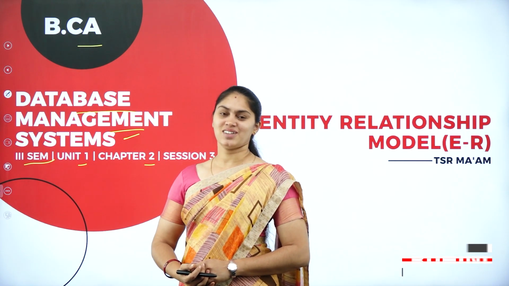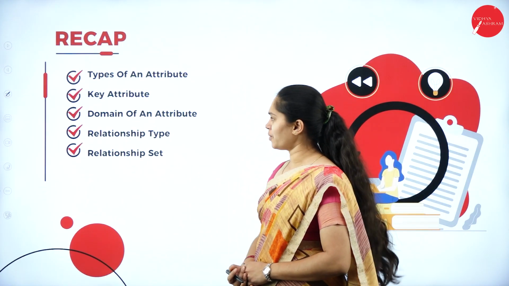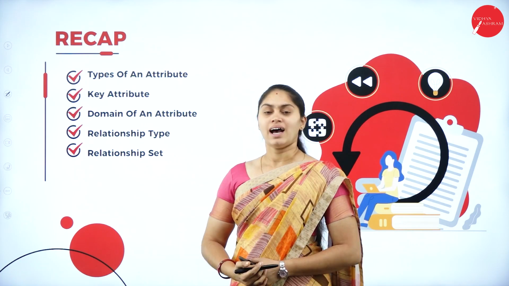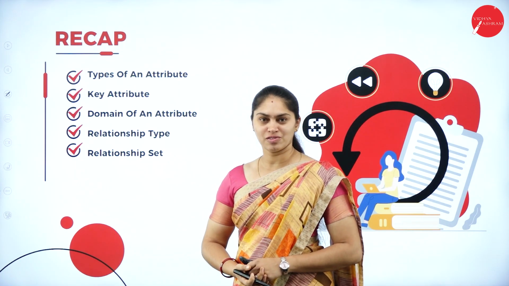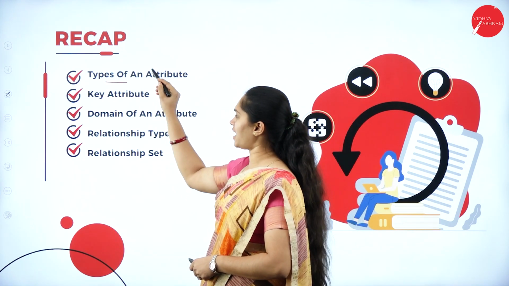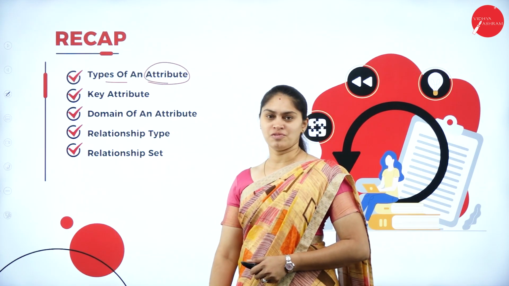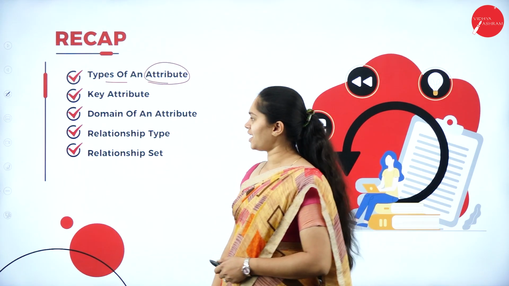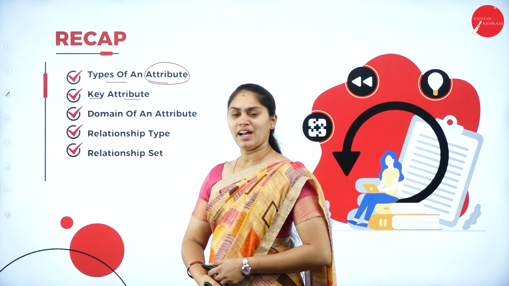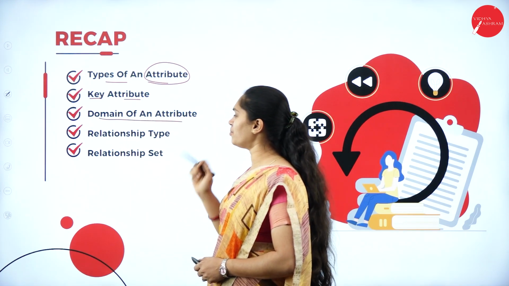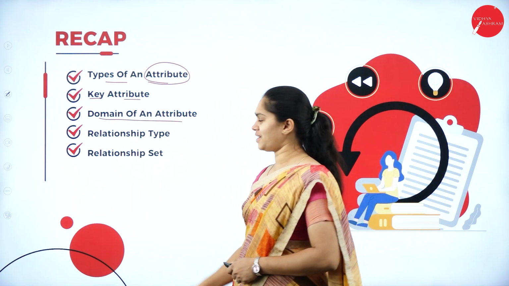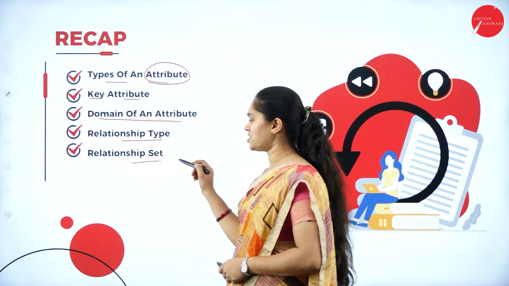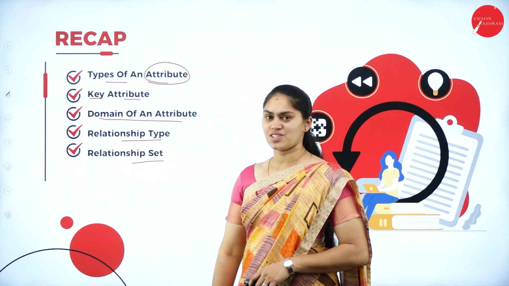So just before getting into today's session, we'll have a quick recap of our last session. As you all know, in the last session of this chapter, we had a discussion regarding the different types of attributes we have. Along with that, we got to know what a key attribute is, and also we had a discussion regarding the domain of an attribute. And also we have discussed the relationship types as well as the relationship set.